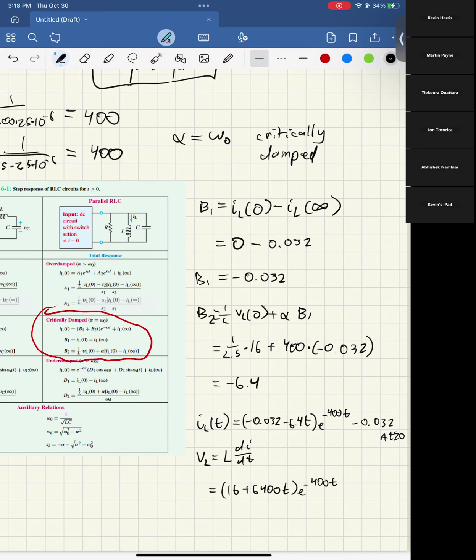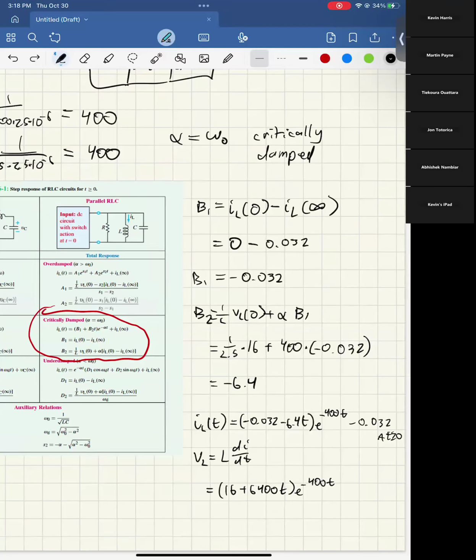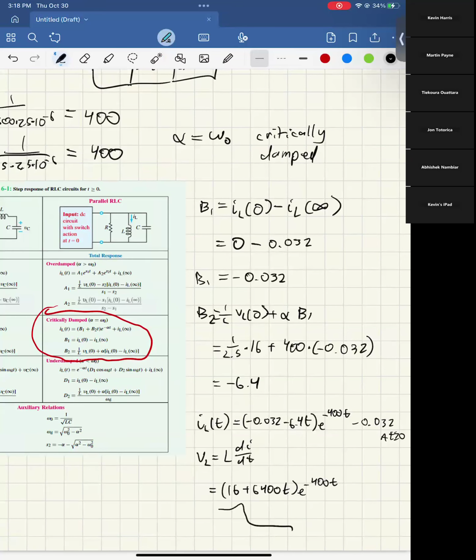What this is saying is that originally it has a really big voltage of 16, and then it eventually will decay down to zero because this will decay faster than this goes up. So it might actually look something like 16, like, I don't know, but it'll end up going down. Not exactly sure how that'll look.